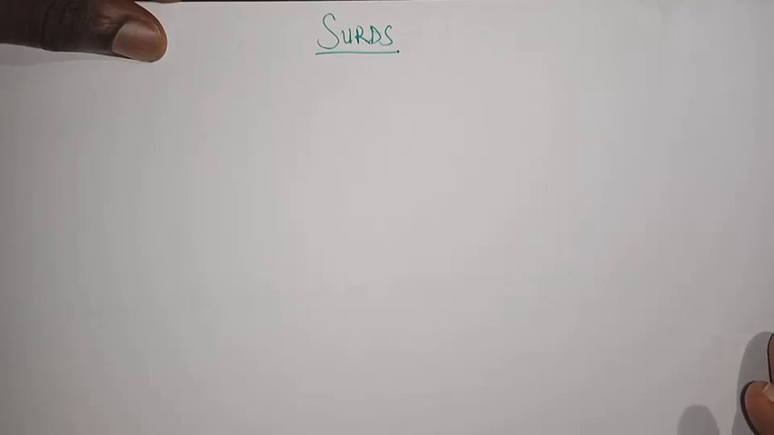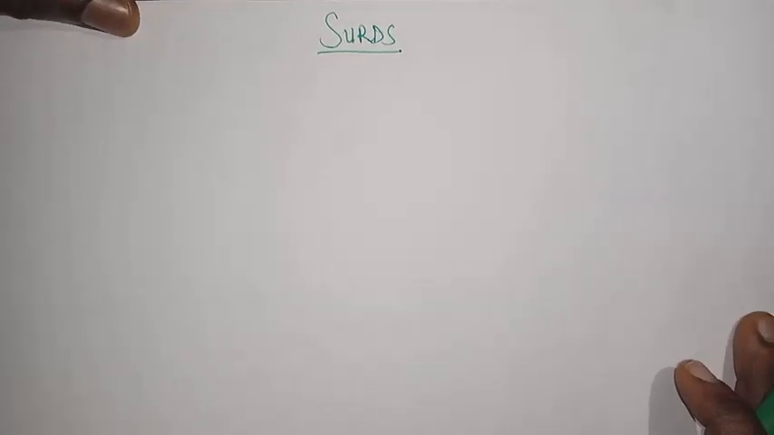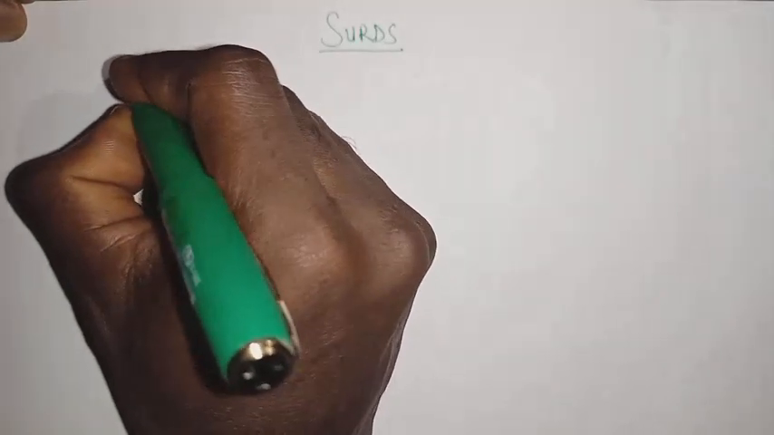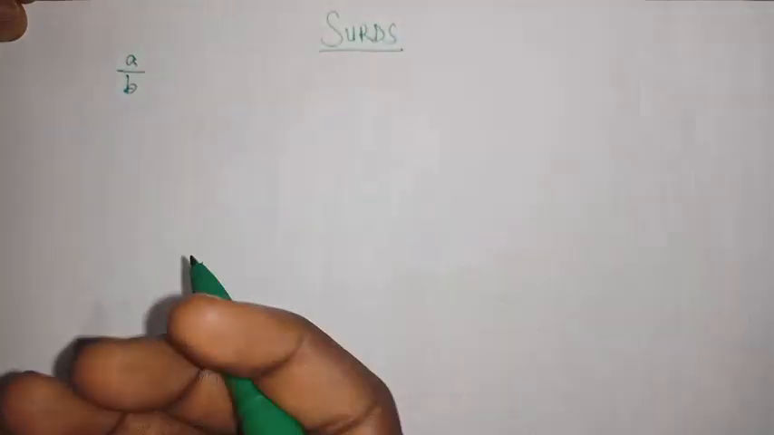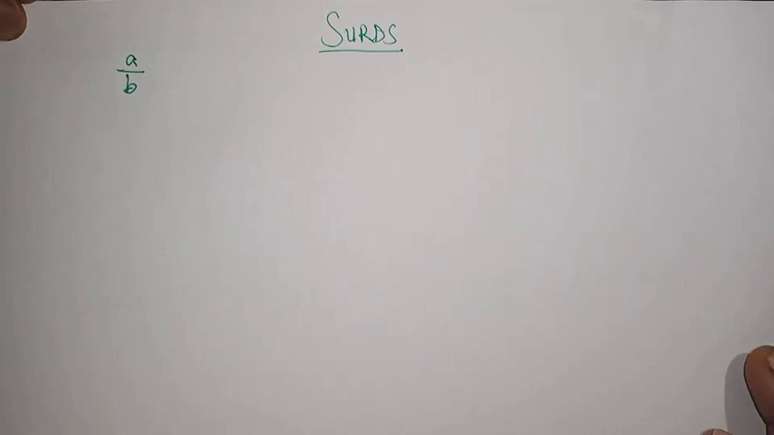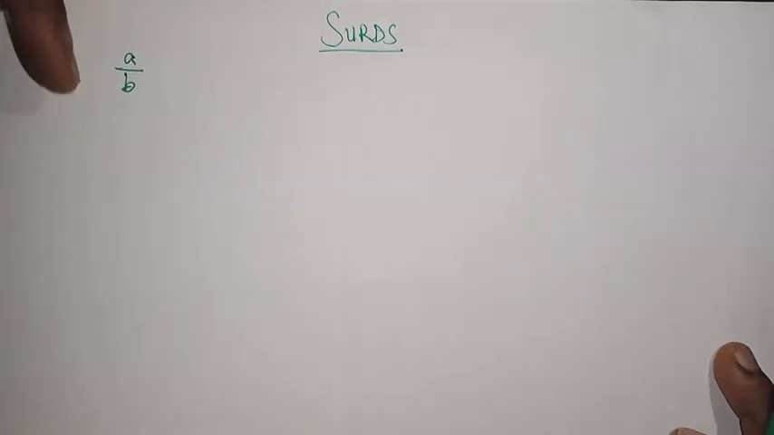Hi guys. Today we want to quickly look at surds. What are surds? Surds are simply irrational numbers. And what are irrational numbers? Irrational numbers are numbers that cannot be expressed as ratios of integers, say A divided by B, where A and B are integers and B is not equal to 0. As long as we cannot express the numbers this way, they are simply called surds.